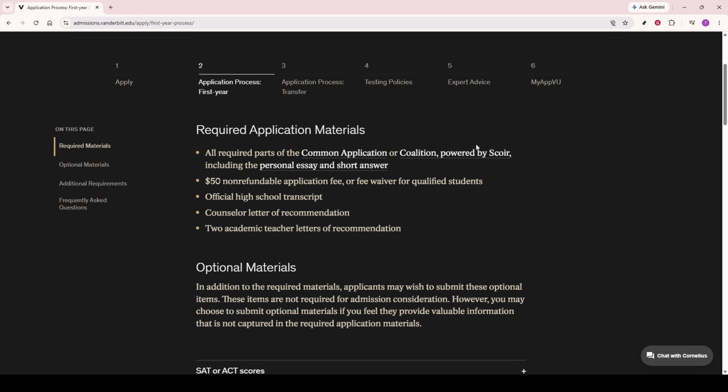Take your time, stay organized, and make sure every part of your application reflects your best work. That's how to apply to Vanderbilt University.